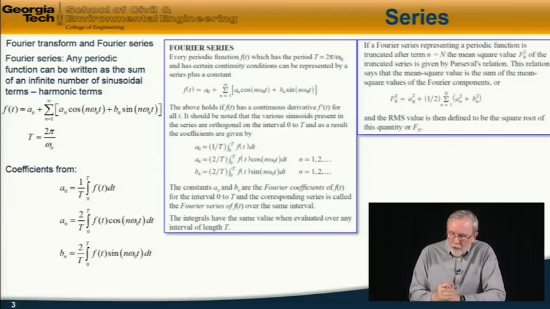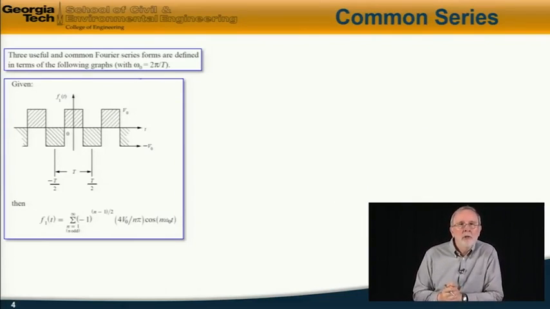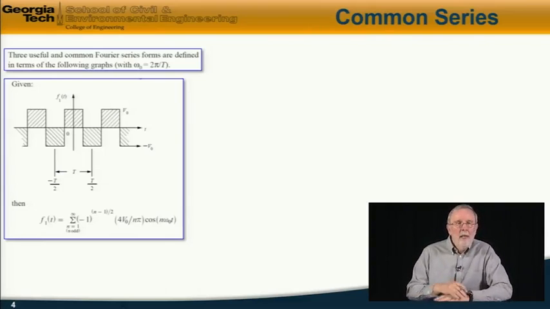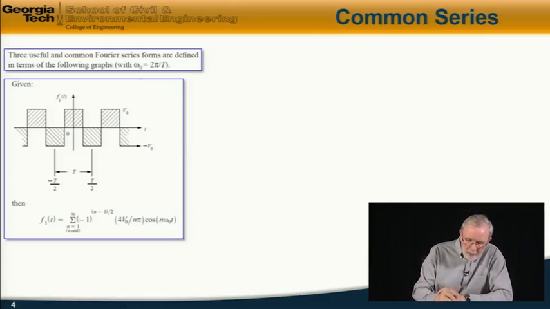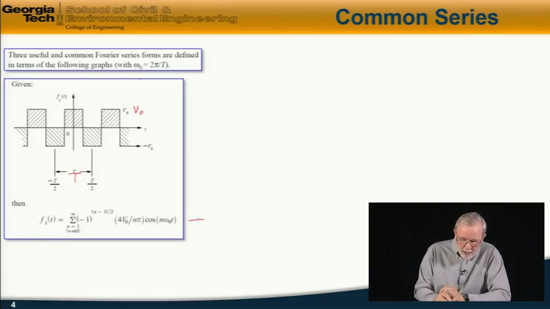And furthermore, if the Fourier series representing a periodic function is truncated after a term n equals uppercase N, the mean square value of the truncated series is given by Parseval's relation. Now, normally we won't be computing Fourier series, and there are several typical series which are given in the handbook. The first one is this rectangular waveform here of amplitude V0 and period capital T. The terms in the Fourier series are given by this expression here, summation from n equals 1 to infinity, minus 1, etc., where n are just odd numbers in that summation.